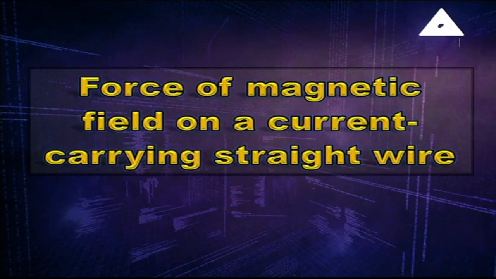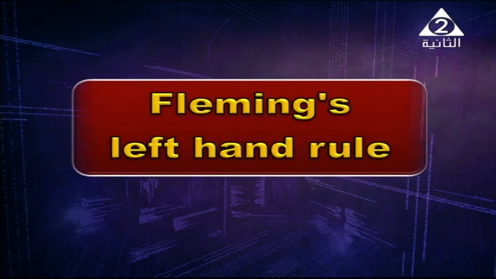And now talking about something else, a phenomenon: the force of the magnetic field on a current carrying straight wire. This is very important. We'll try to explain why this force exists and how to determine the direction of this force. To determine the direction of this force, we use Fleming's left-hand rule. So, talking about Fleming's left-hand rule.